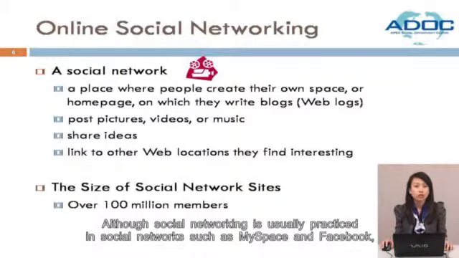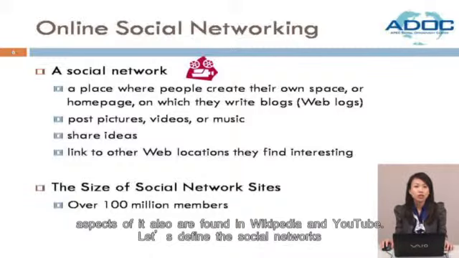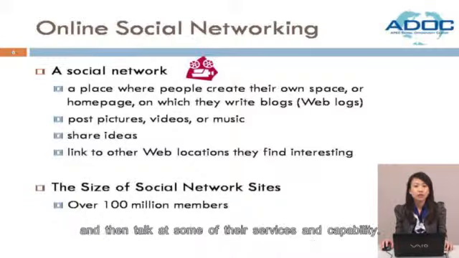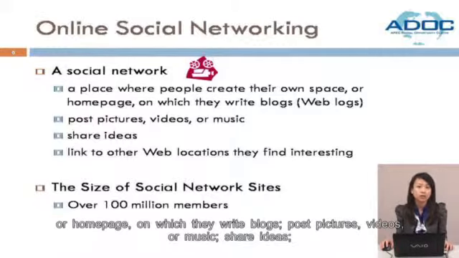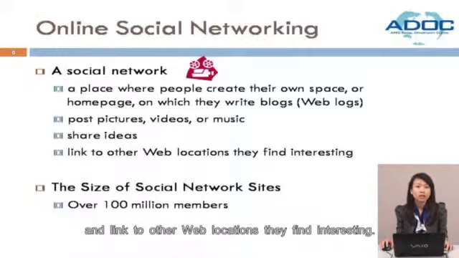Although social networking is usually practiced in social networks such as MySpace and Facebook, aspects of it also are found in Wikipedia and YouTube. Let's define the social networks and then talk about some of their services and capabilities. A social network is a place where people create their own space or homepage on which they write blogs, post pictures, videos, or music, share ideas, and link to other web locations they find interesting.